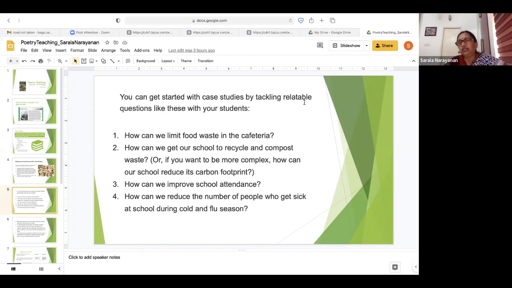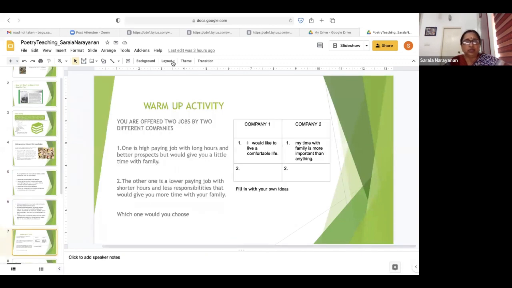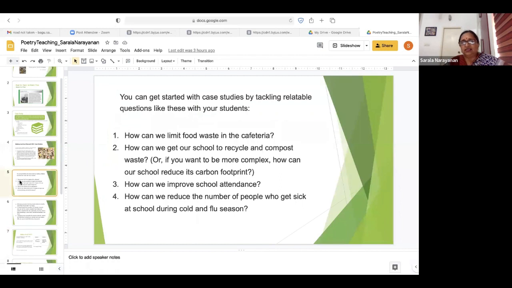How can we reduce the number of people who get sick, especially during this Corona time? We have to tell them about the protocol session. How can we reduce the number of people who get sick at school during cold and flu season? Not only that season, but during our Corona times, how many of them don't follow protocols, how we can make them leaders and make them tell the others to follow the protocols.